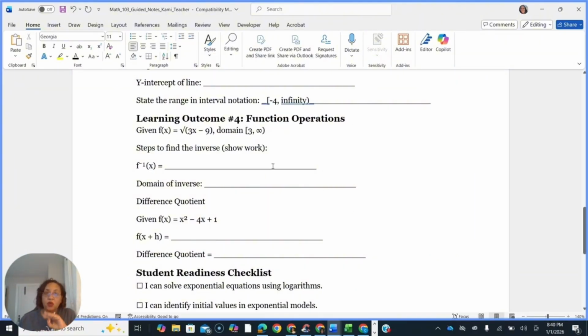For learning outcome number 4, you're going to use these function operations. You're going to find the inverse of this function, and I'll do that by hand next. I'm not even going to try to explain it on the screen. Then you're going to find the domain of the inverse. Your question number 2 is going to be the difference quotient. Sorry, I missed highlighting or making that bold. So I'll do the difference quotient by hand as well.